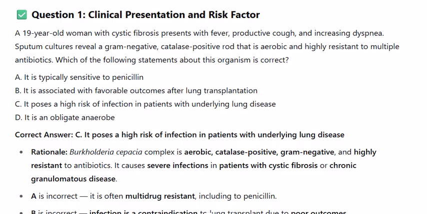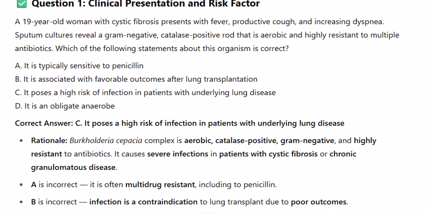Correct answer, C. It poses a high risk of infection in patients with underlying lung disease. Rationale: Burkholderia cepacia complex is aerobic, catalase positive, gram negative, and highly resistant to antibiotics. It causes severe infections in patients with cystic fibrosis or chronic granulomatous disease.